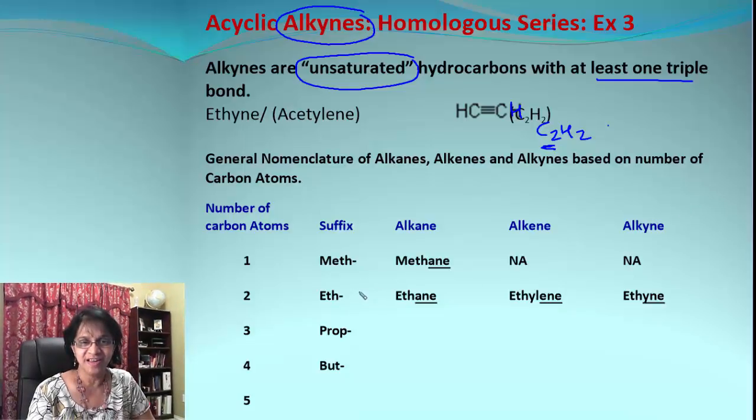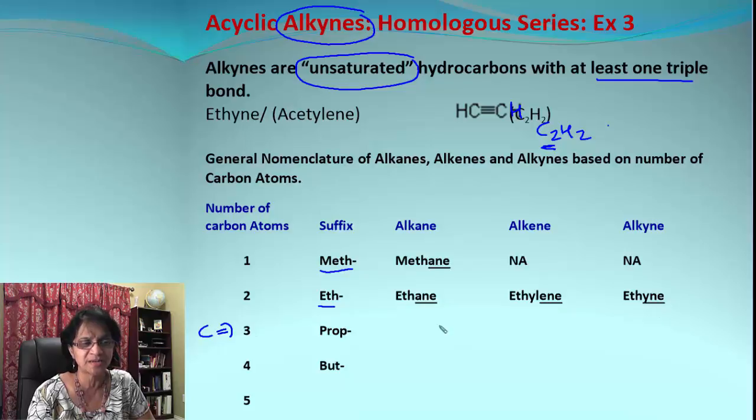Let's look at this table. If we have one carbon atom, that's mom, so corresponds to meth, the alkane is called methane. We don't have any alkene or alkyne possible with one carbon atom. If it is 2 carbon atoms, the prefix for that is eth. We get ethane as the alkane, ethene or ethylene as the alkene, and we get ethyne as the alkyne.